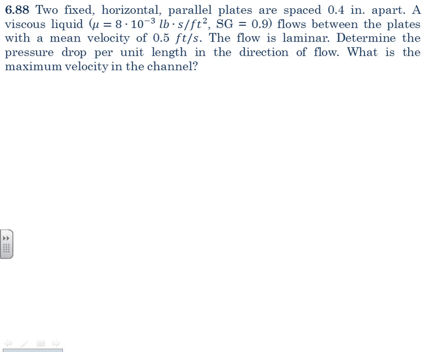Problem 6.88 says two fixed horizontal parallel plates are spaced 0.4 inches apart. A viscous liquid, which has a viscosity of 8 times 10 to the minus third pound-seconds per foot squared, and a specific gravity of 0.9, flows between the plates with a mean velocity of 0.5 feet per second. The flow is laminar. Determine the pressure drop per unit length in the direction of flow.